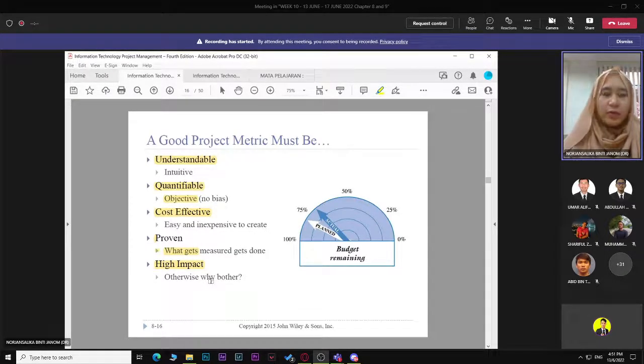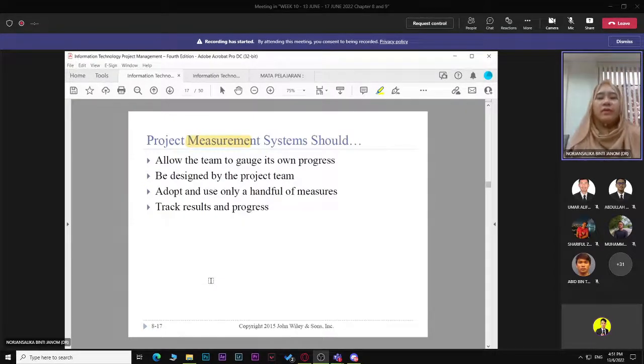Okay. First, when you choose the project, make sure that there will be a high MOV, and a high impact to the organization and so on. Okay, so when you want to measure the project success, the project flow, the performance of the project, let the team itself decide how to measure.